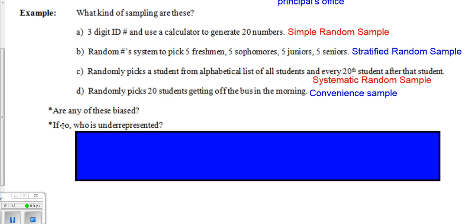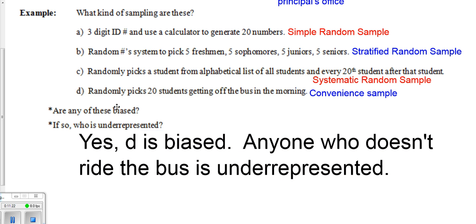Are any of these sampling methods biased? If so, who is represented? Yes, D is definitely biased. Anyone who doesn't ride the bus would be underrepresented.